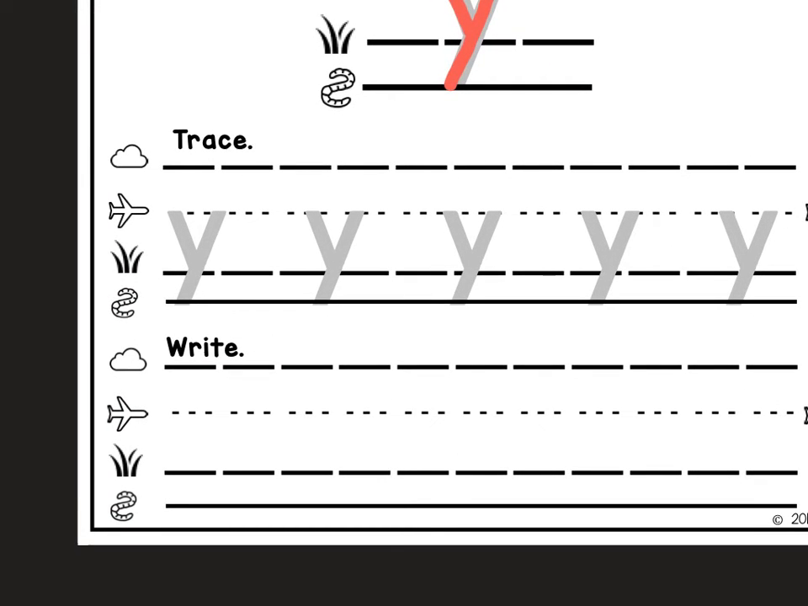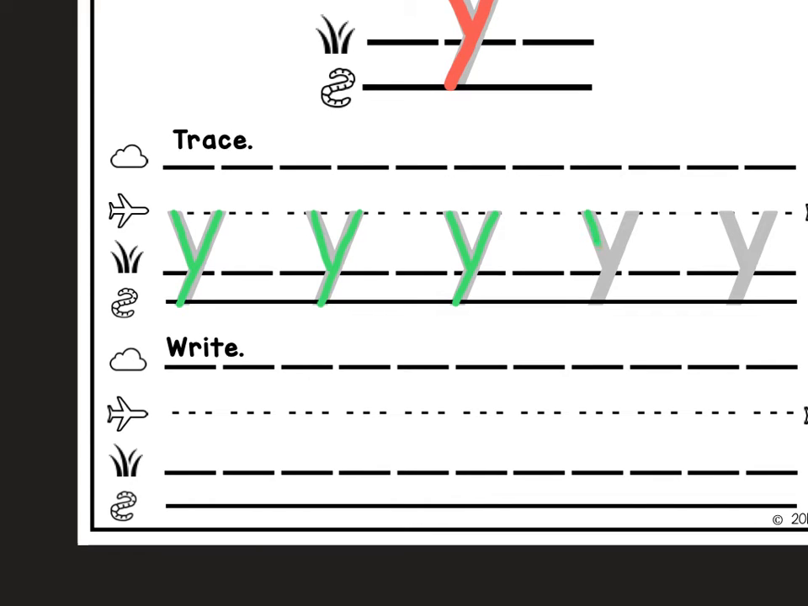I'm going to switch to green. Start at the plain line, slide down to the grass line. Pick up the pencil, touch the plain line again, slide down past to the worm line. Okay, let me try it again. Slide down, up, and slide down. Slide past the plain line, down to the grass line, pick up the pencil, slide down to the worm line.